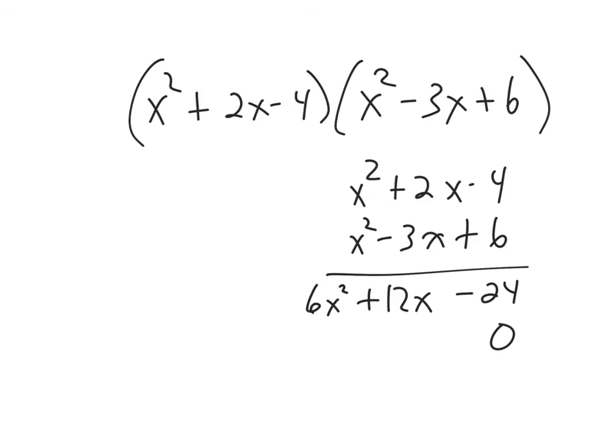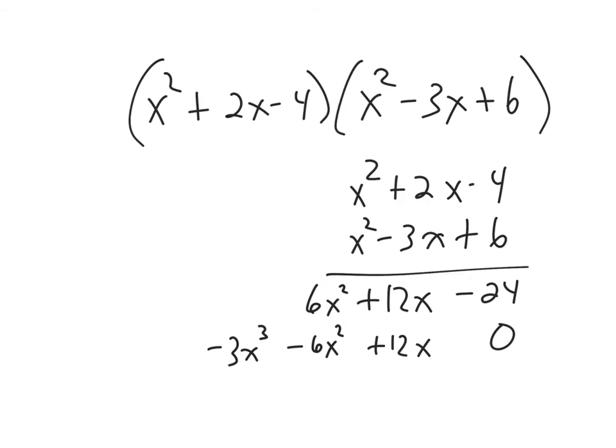And then I'm going to start with this negative 3. So I got negative 3 times my negative 4 is positive 12x again. And then negative 3 times 2x is going to be a negative 6x squared. And then negative 3 times x squared is negative 3x cubed.